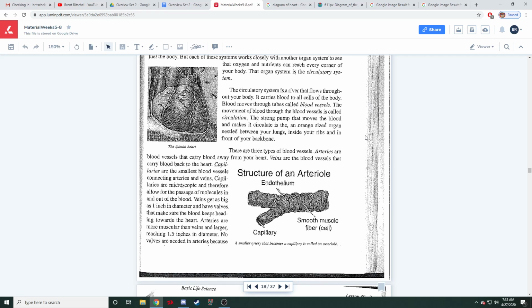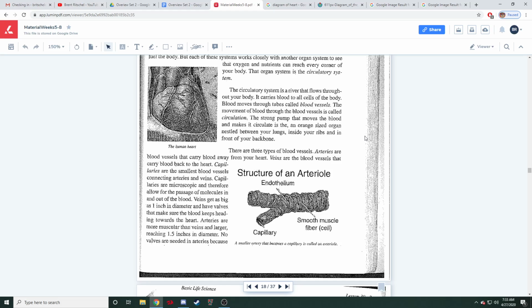These are the 3 types of blood vessels. Arteries are blood vessels that carry blood away from your heart. Veins are the blood vessels that carry blood back to the heart. And capillaries are the smallest blood vessels connecting arteries and veins. Capillaries are microscopic and therefore allow for the passage of molecules in and out of the blood.